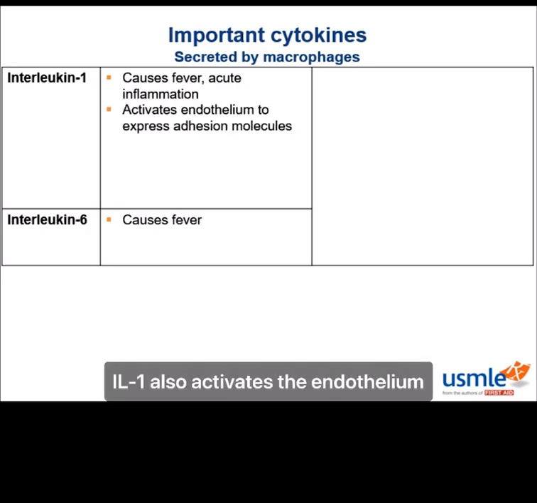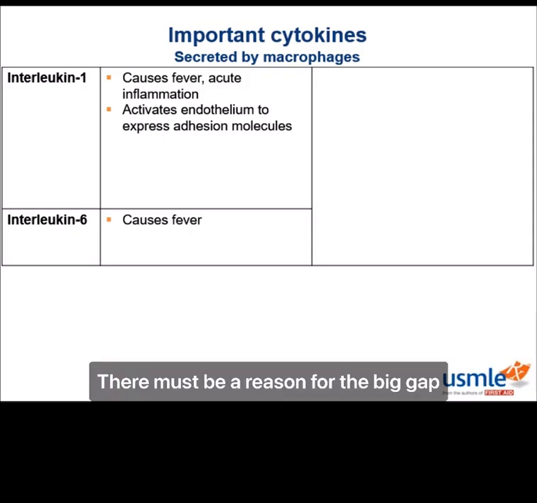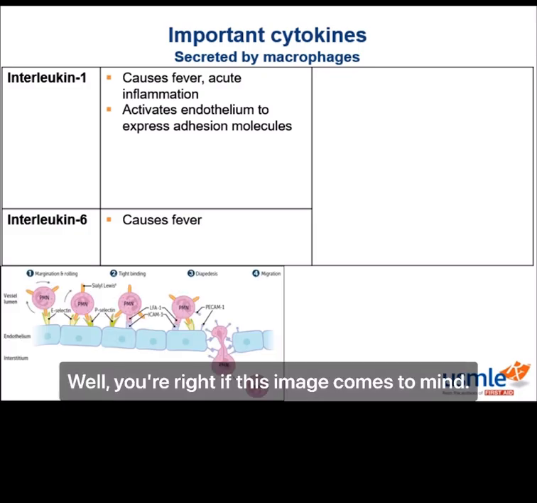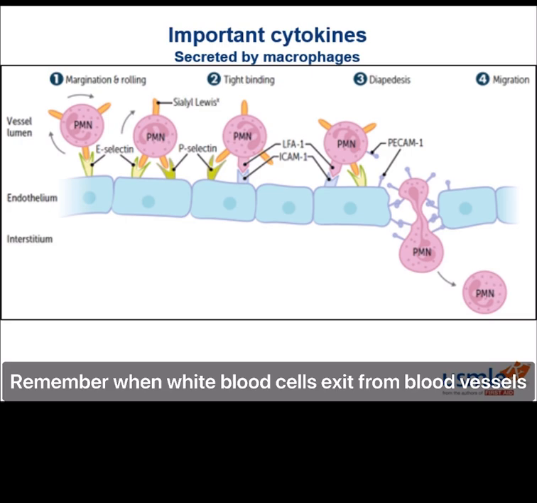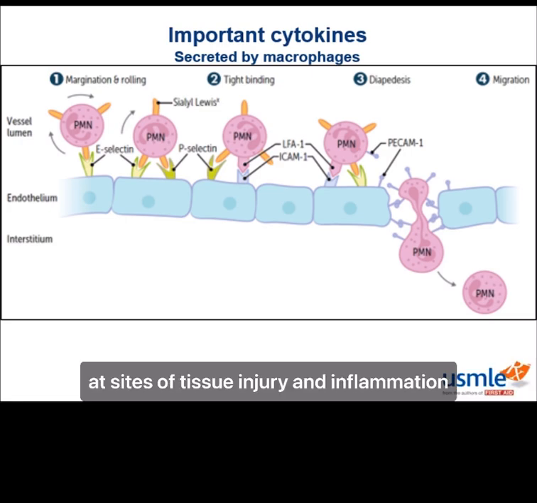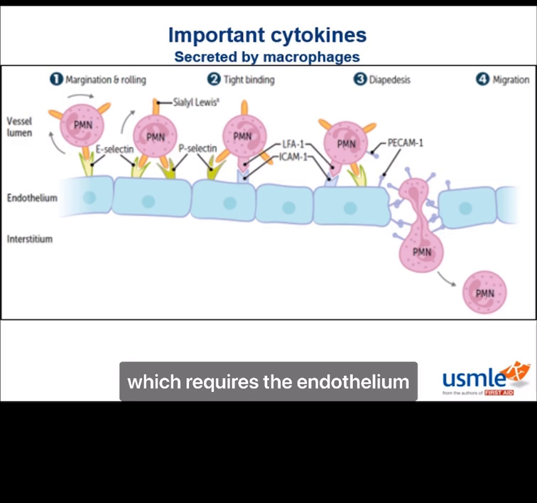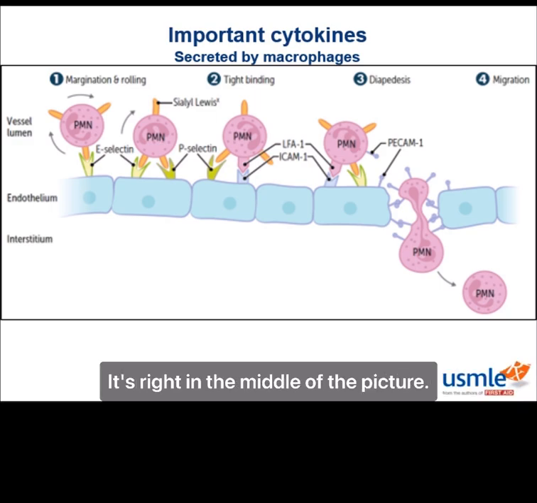When you think about fever and acute inflammation, IL-1 and IL-6 should immediately come to mind. IL-1 also activates the endothelium to express adhesion molecules. Oh man, where did you learn about the adhesion molecules? There must be a reason for the big gap on the bottom of this slide. Well, you're right if this image comes to mind. Remember, when white blood cells exit from blood vessels at sites of tissue injury and inflammation, the second step involves tight binding to the endothelium, which requires the endothelium to express adhesion molecules, like ICAM in the picture. It's right in the middle of the picture.